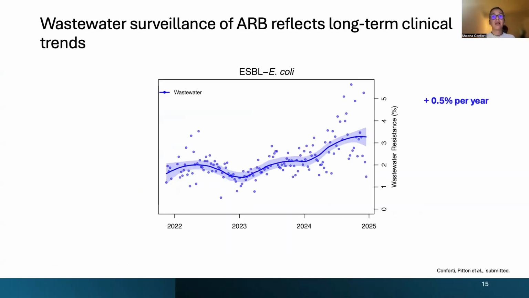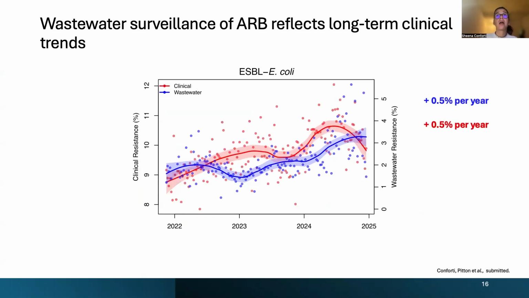And so the first thing we observed here is the timeline of the resistance of ESBL E. coli over total E. coli in wastewater over 3 years. And we observed that there was an increase of 0.5% every year. And wastewater surveillance of antibiotic-resistant bacteria actually reflects long-term clinical trends, because we observed the exact same increase on a long term also from clinical data.